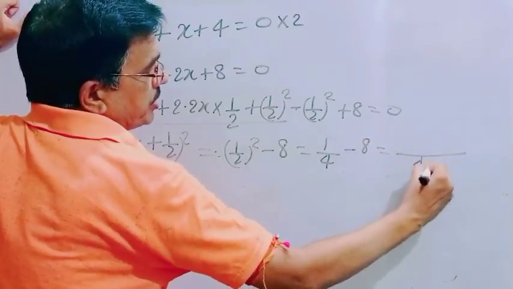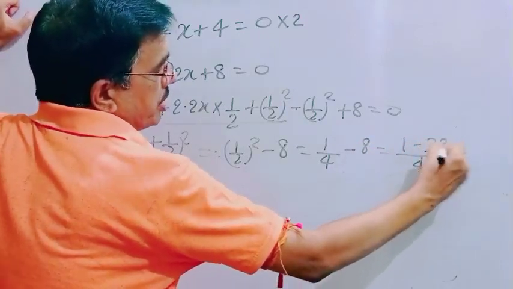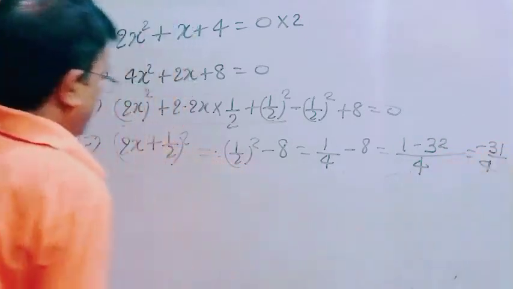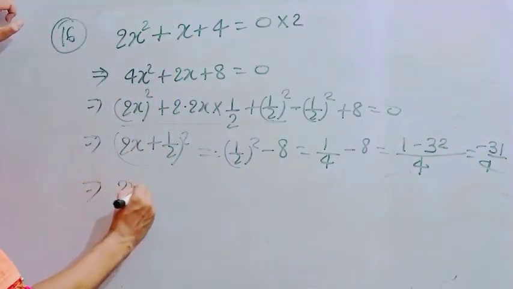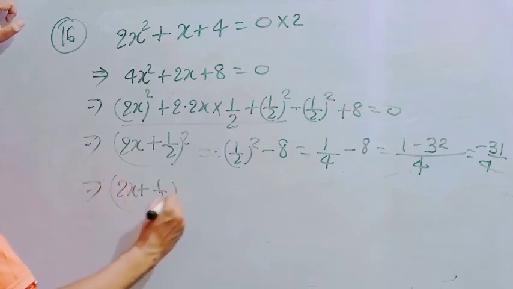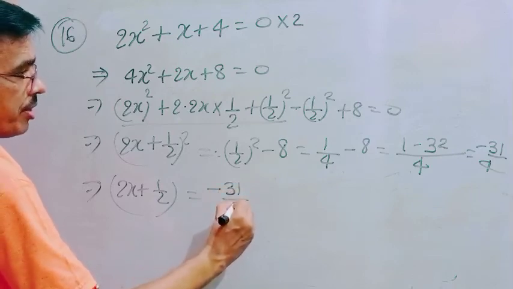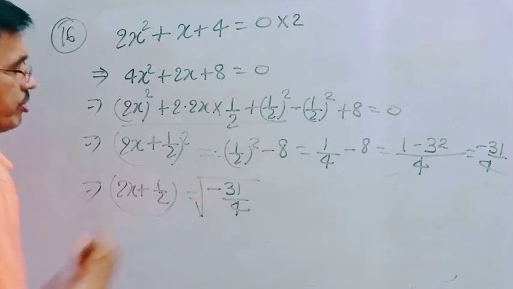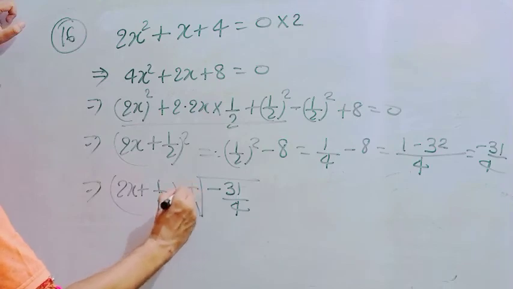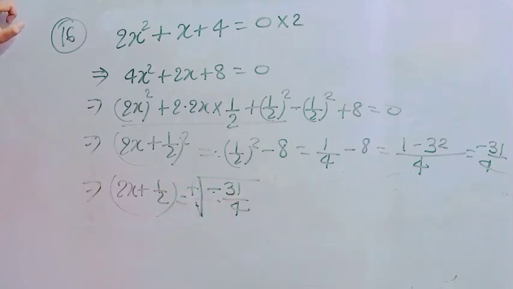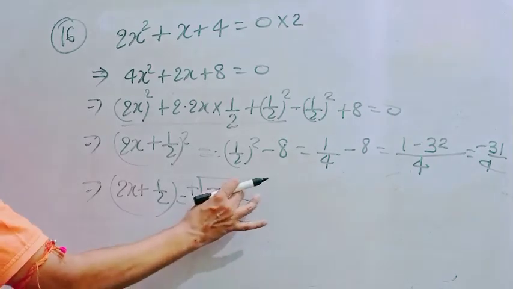Take LCM, that is 4 and 1 minus 32. That means it is minus 31 by 4. And here is 2x plus 1 by 2 whole square, and it is converted into the root of minus 31 by 4, and write the roots. Then it is plus minus here. But dear student, here is the minus. And there is no square root of a negative integer, rational number or other number. So it is not possible, and we cannot find the value of minus 31 by 4.